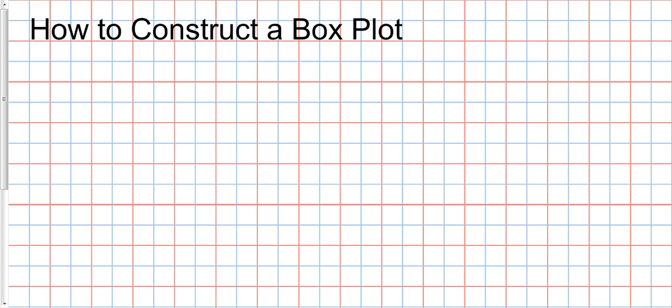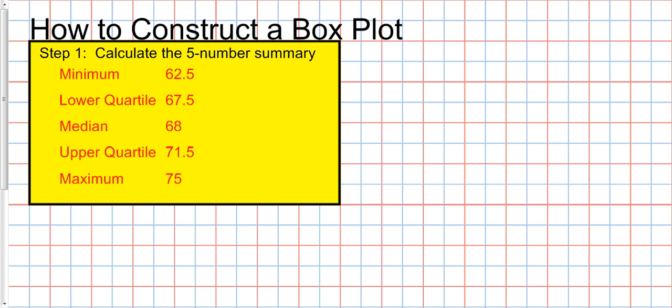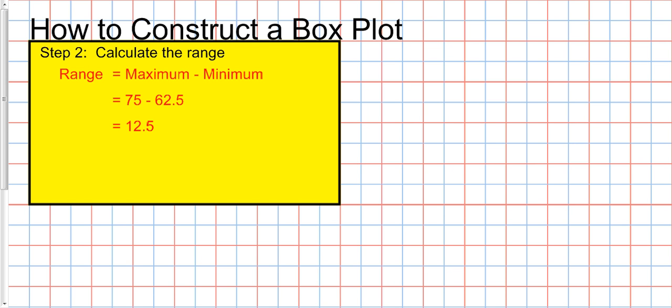In this video, we're going to construct a box plot. The first thing we need to know to construct a box plot is we have to have the 5-number summary. We're using the same data set that we've been using all along this week, so we've already found the 5-number summary, so we go on to step 2, which is finding the range of that data set.